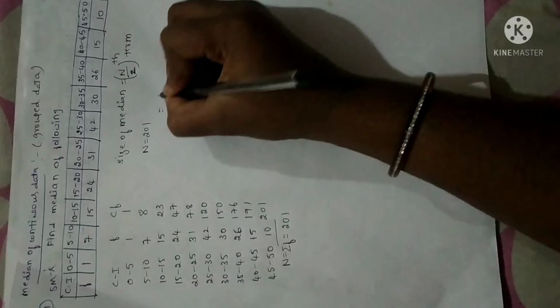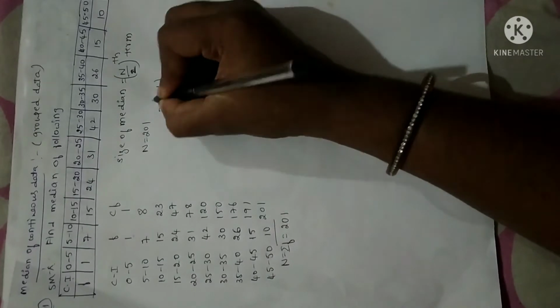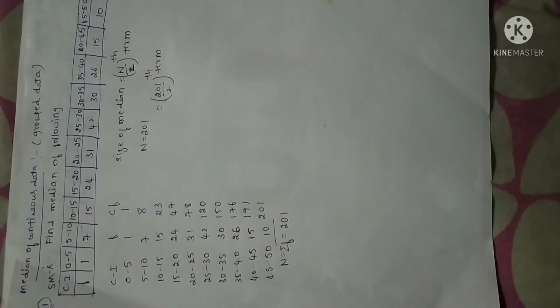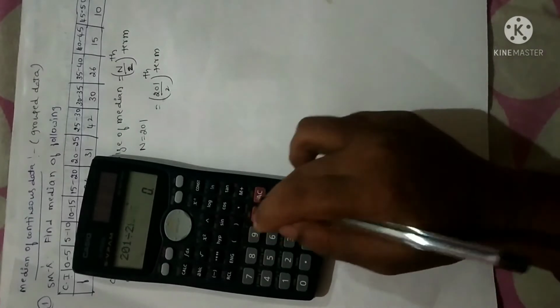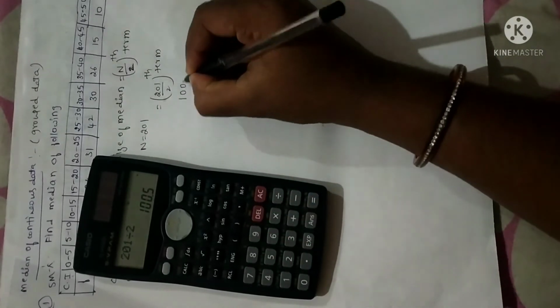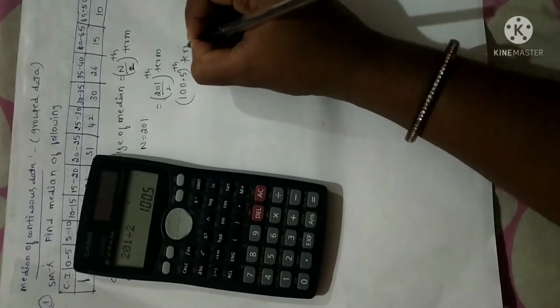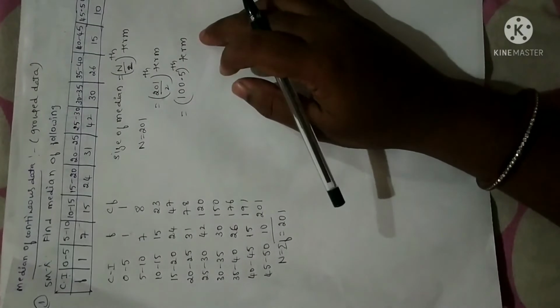Now median size will be 201 divided by 2th term. So here the formula changes. Size of median is n by 2. So 201 divided by 2th term. 201 divided by 2 will give us the 100.5th term. You have to write this also. The decimal is important. It is not 100.5, instead it is the 100.5th term.